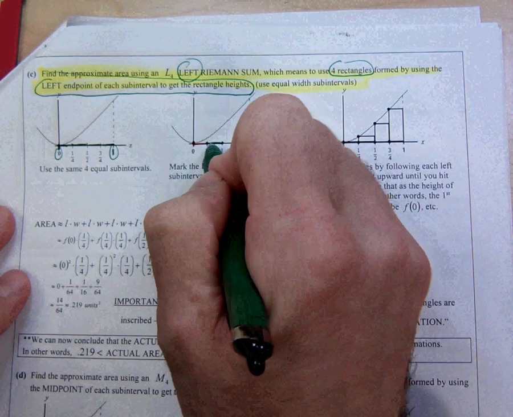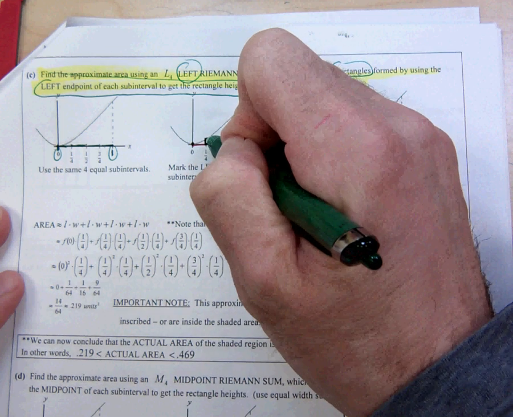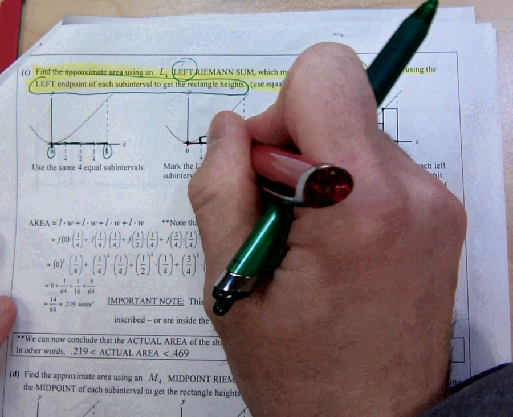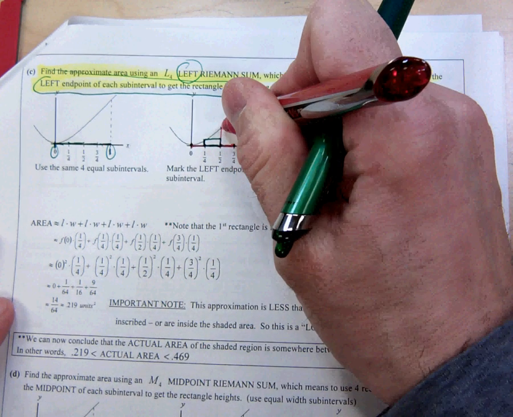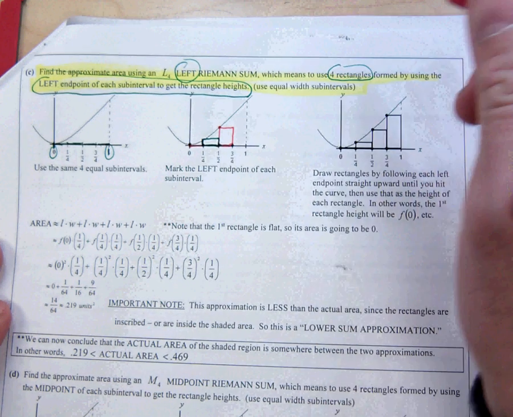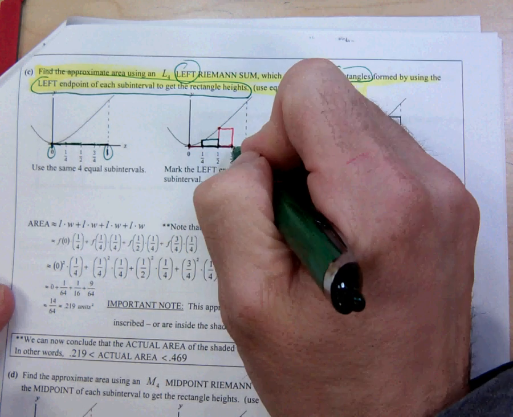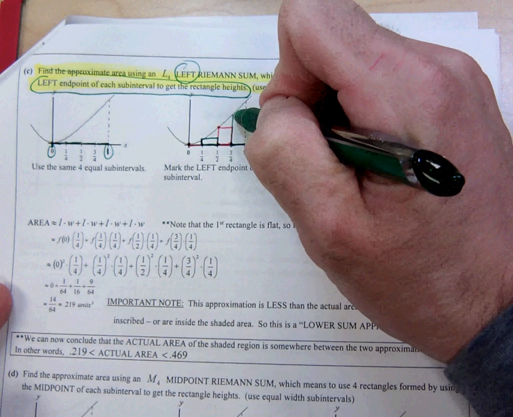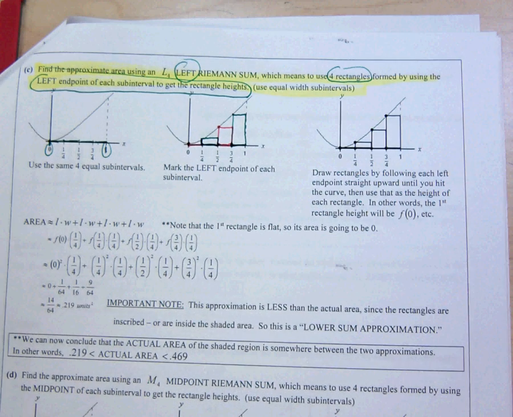Okay, and then you go to your second subinterval. There's my second subinterval. Again, I'm going to use the left endpoint, follow it up till it hits the curve, and use that as my height of my second rectangle. Then I'm going to go to my third subinterval, and again, use the left endpoint, follow it up till it hits the curve, and use that as the height or length of my third rectangle. And then finally, here's my fourth subinterval. Use the left endpoint, follow it up till it hits the curve, and then go over and use that as the height of my fourth rectangle.